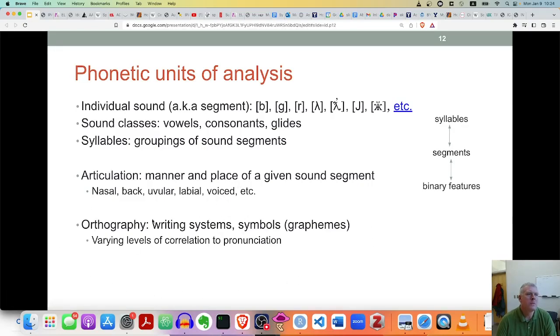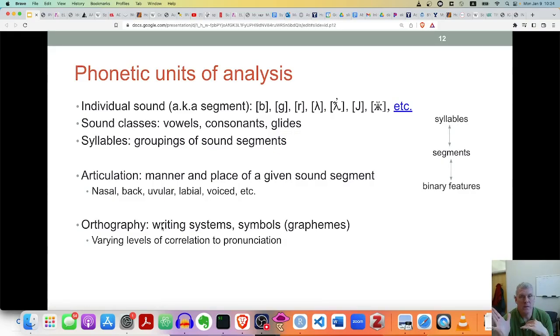And then orthography is important to consider in speech processing because there are varying levels of correlation between the way something is written down in graphemes, letters or characters, symbols, and how they're pronounced. Some languages have a pretty close connection between the way something is written and the way it's pronounced. Spanish, for example, has some exceptions, but it's pretty darn close. Whereas English and French and Danish, the connection is pretty far.